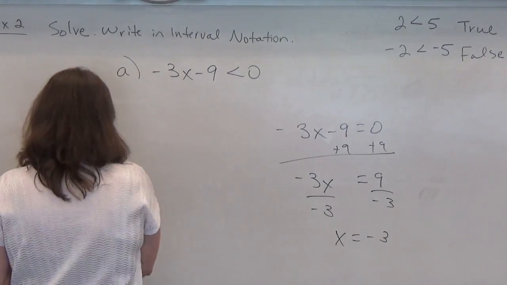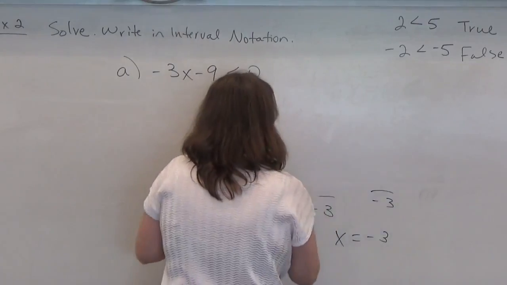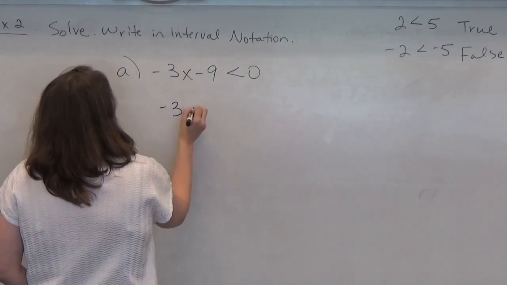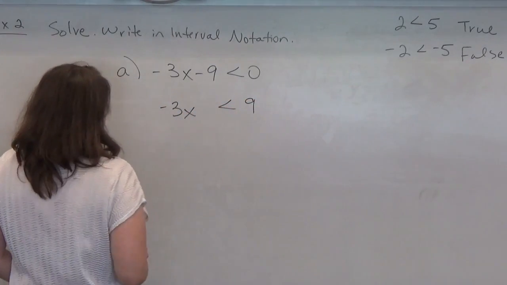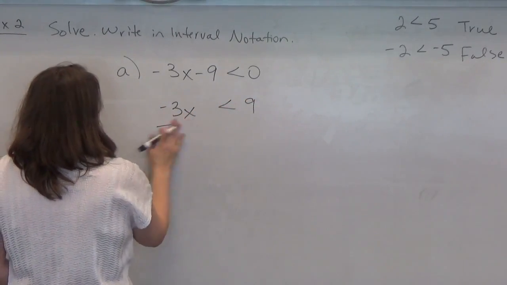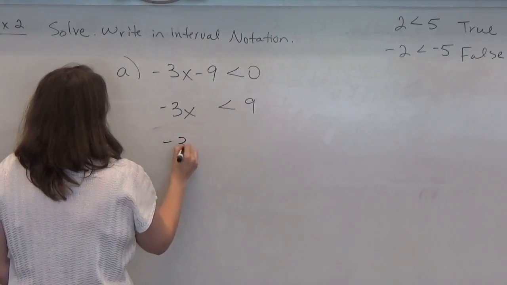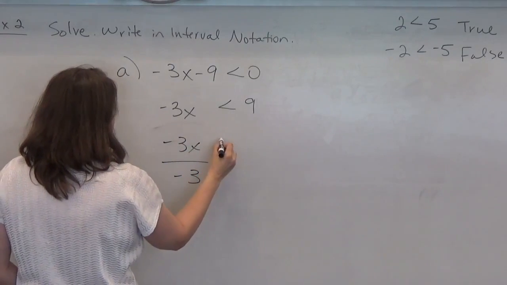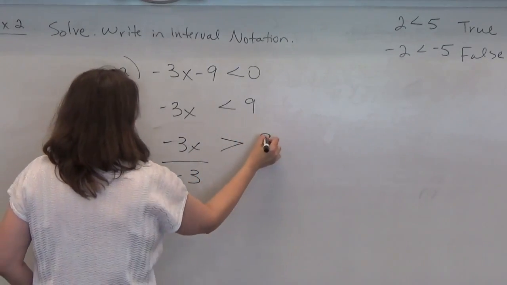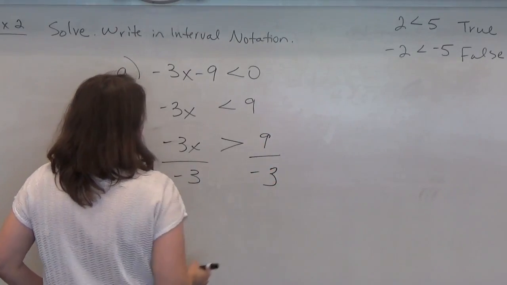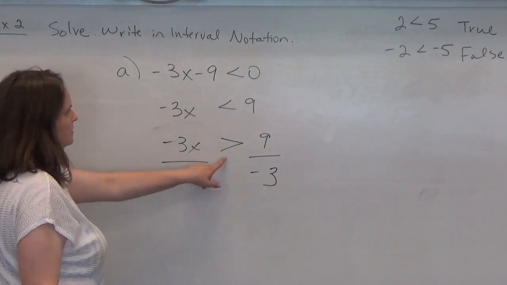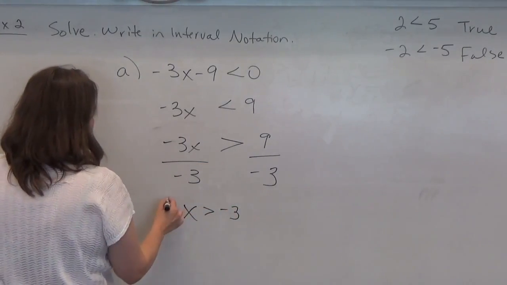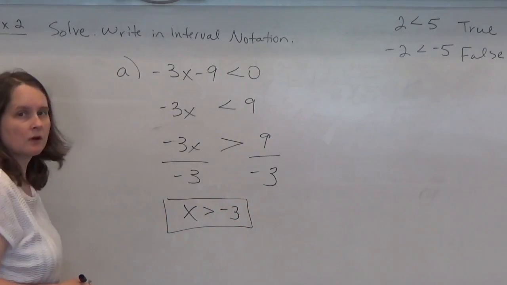And now let's take a look at how to handle part A. I'm going to start by adding 9 to both sides. And then I'm going to divide both sides by negative 3. So negative 3x divided by negative 3. And because we are dividing by a negative, we need to flip the symbol to a greater than symbol. So divide both sides by negative 3 and flip your inequality. That gives you x is greater than negative 3. So this is the inequality version of the answer involving x.